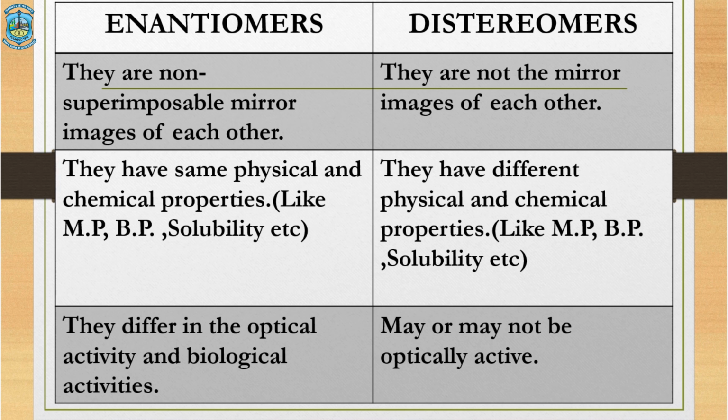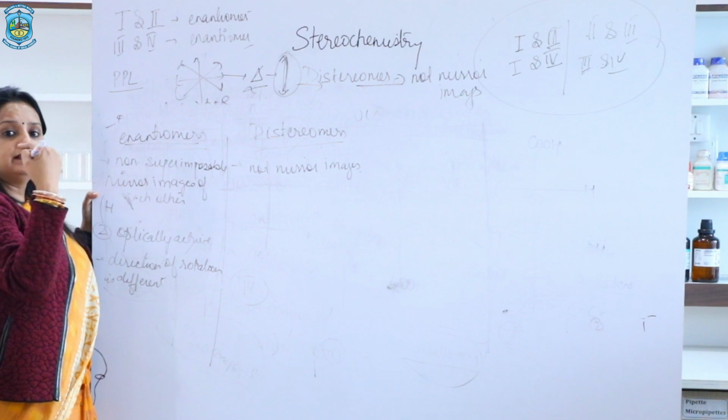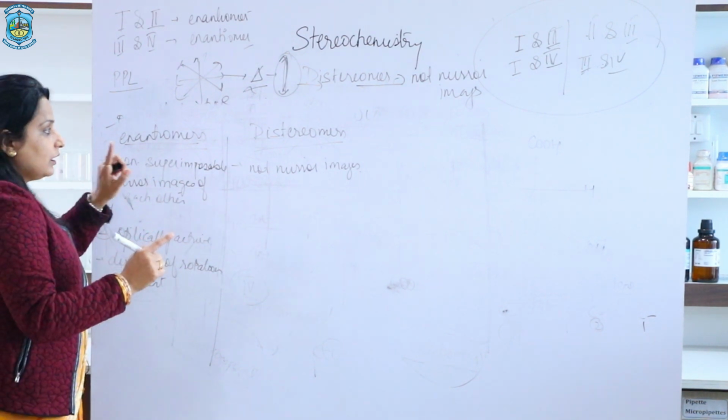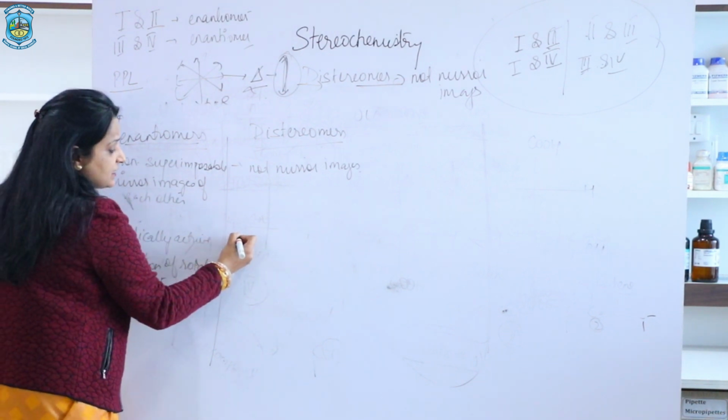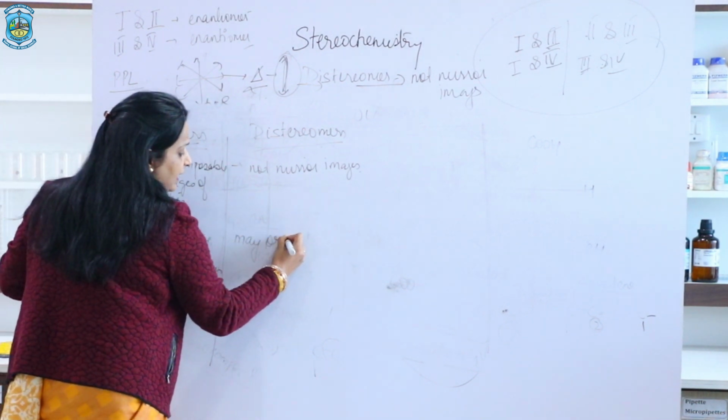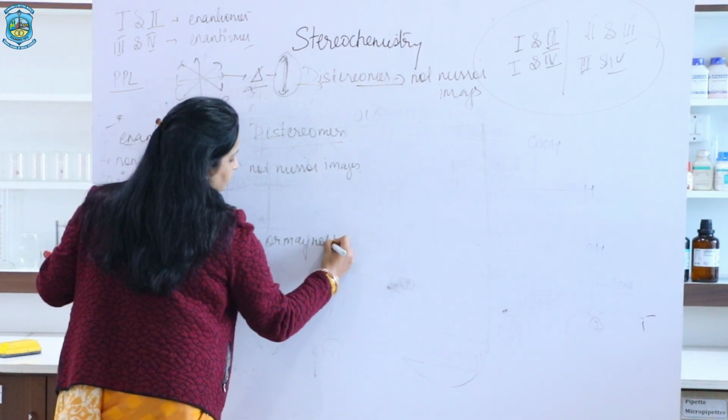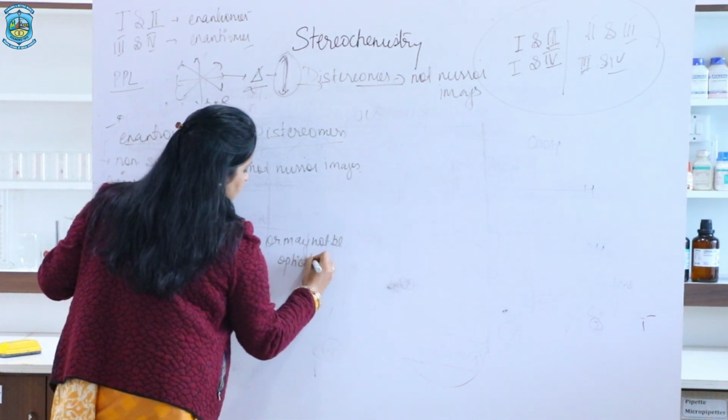Second point of difference: enantiomers are optically active, and only the direction of rotation is different. Though the extent of rotation is the same, the direction of rotation is different. If one rotates it to the right hand side by 25 degrees, the other will rotate it to the left hand side by 25 degrees. Coming on to diastereomers, diastereomers may or may not be optically active.